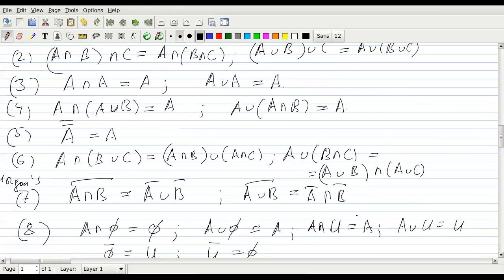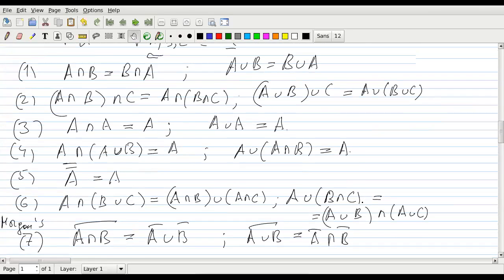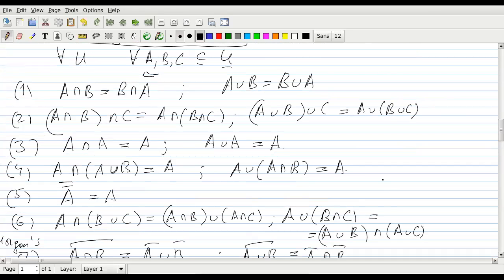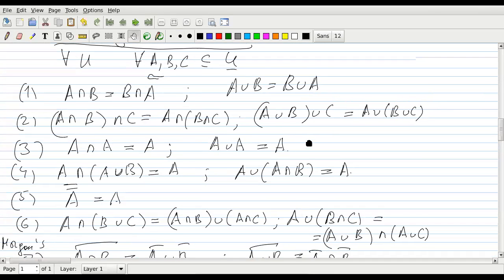I think that these laws are familiar to you. Am I right? Yes. Seems like. Should we prove them? Probably we want to prove one or two identities here.